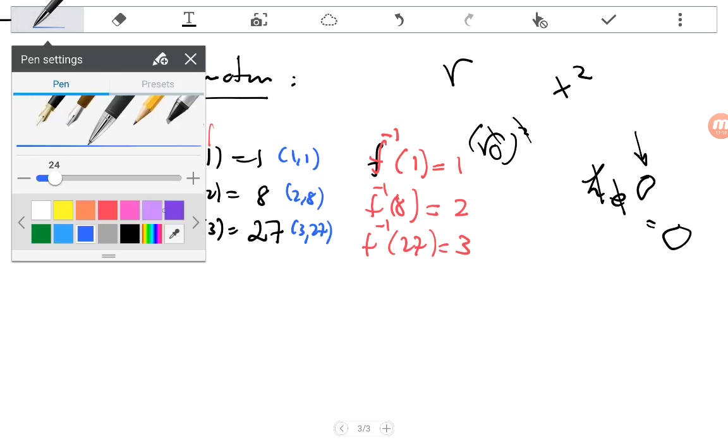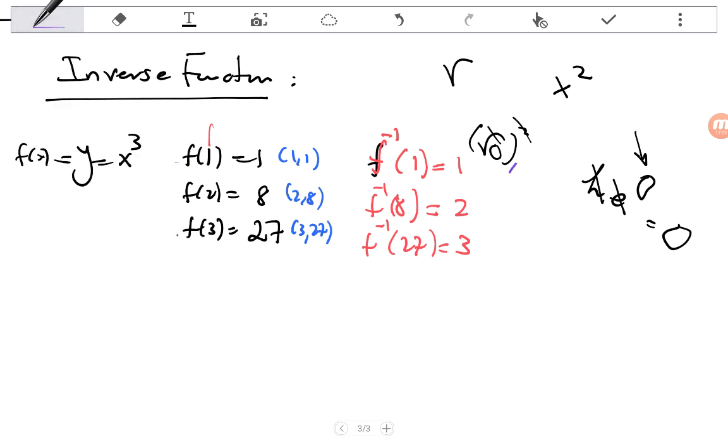What about this function? The points of this function would be (1, 1), (8, 2), and (27, 3). If the input is 1, the output is 1. If the input is 8, the output is 2. If the input is 27, the output will be 3.